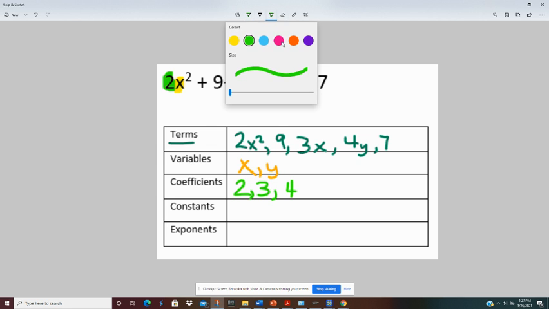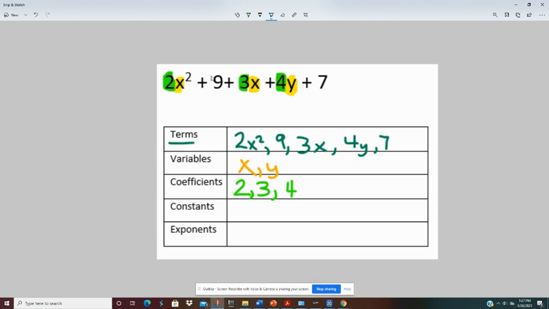Now, if something does not have a variable, if it's just a plain number like the ones you've been used to ever since kindergarten and elementary school, that is a constant. And it's called a constant because these numbers stay constant. They do not change. So this 9 will always be a 9. There's not a variable next to it to change its value. This 7 will constantly be 7. So it is a constant.